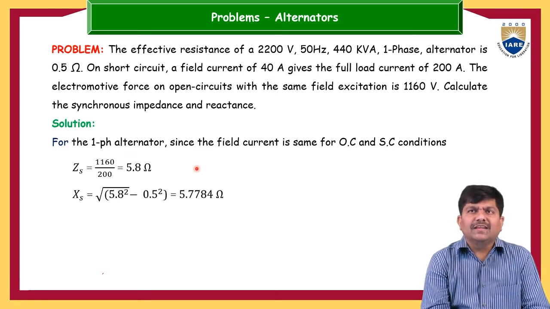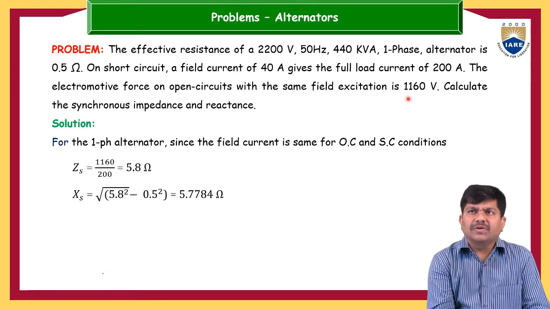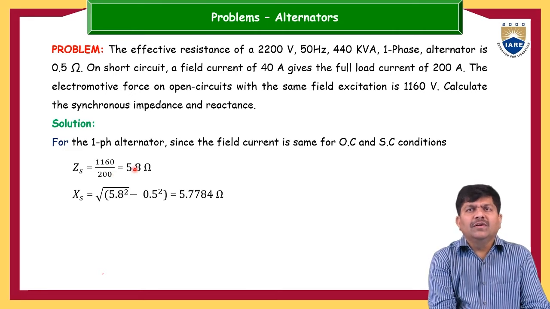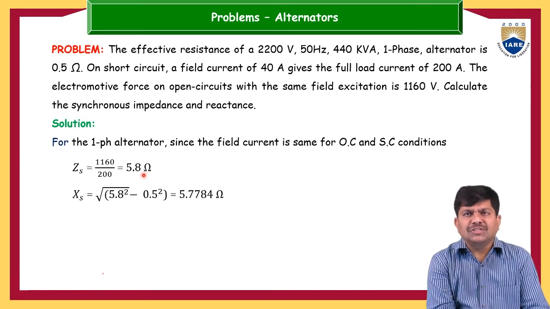For the single phase alternator, since the field current is the same, that is the data we use to calculate the synchronous impedance. At the same field current of 40 amps, the open circuited voltage to the short circuited current: open circuited voltage is 1160 and short circuited current is 200 amps at 40 amps, that will be 5.8 ohm. That is nothing but the synchronous impedance of the single phase synchronous generator.